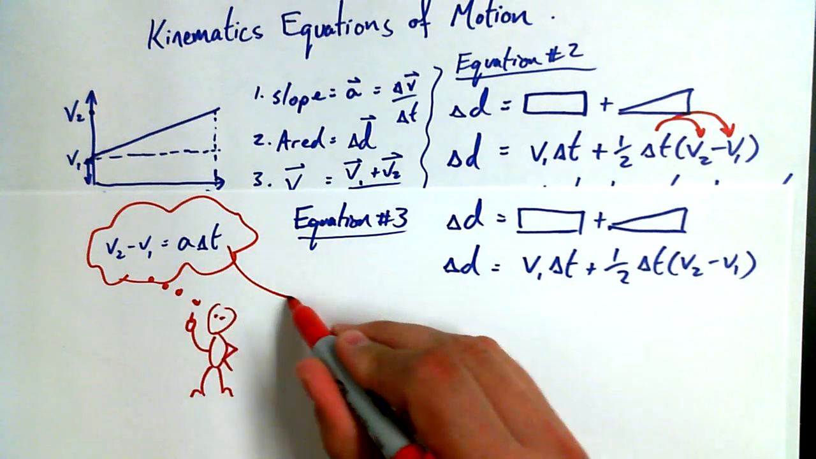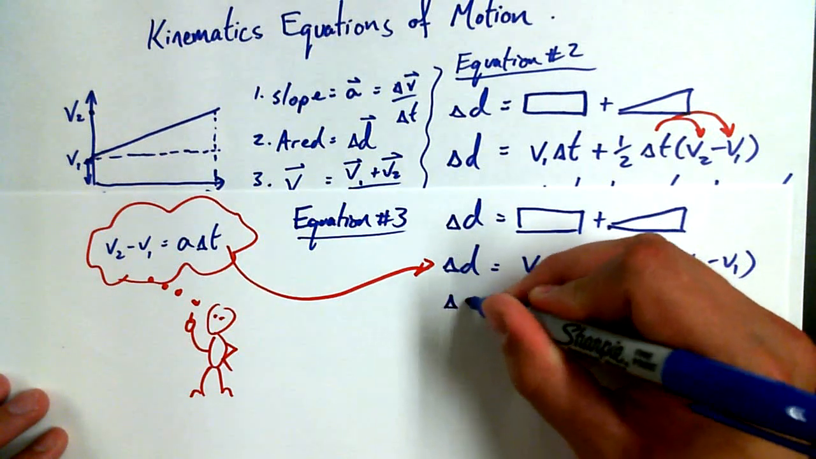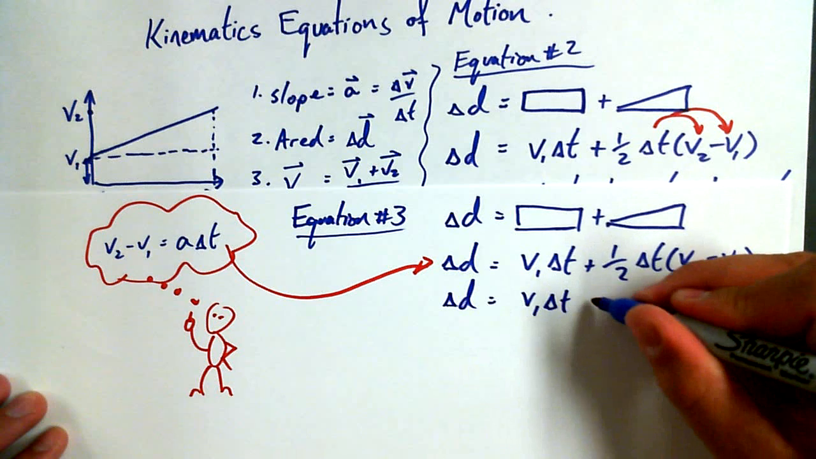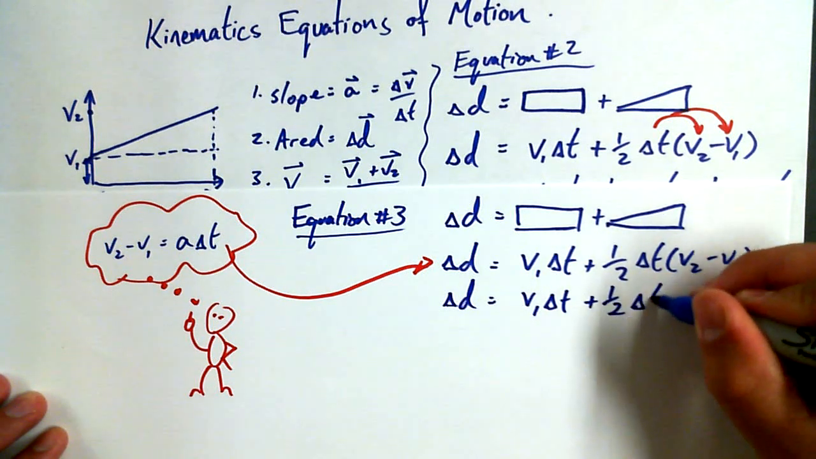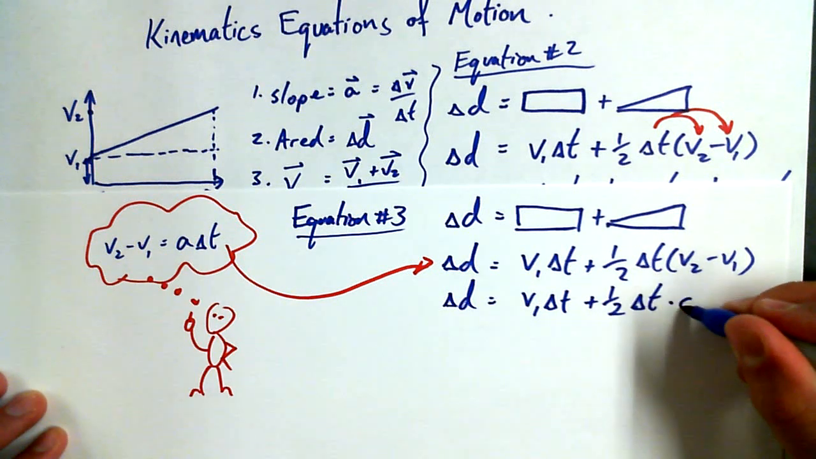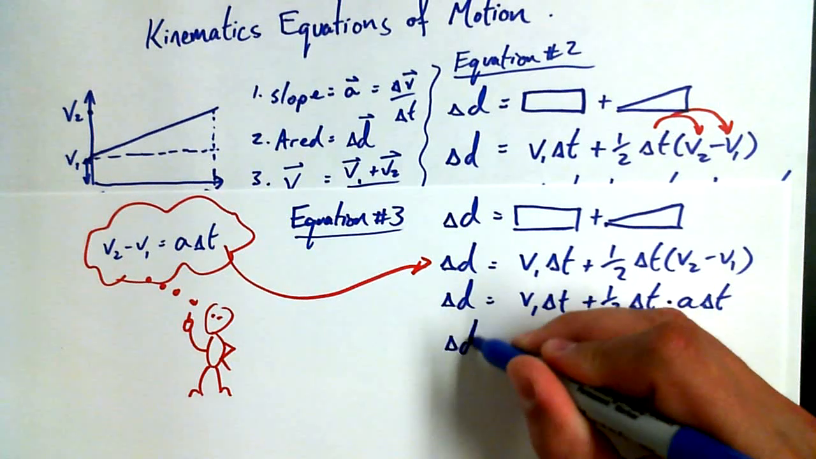And so I'm going to sub that value into the expression that we've got so far. We could say we're subbing in equation 1 into this expression, but I'm not going to be that detailed about it. Delta D is equal to V1 delta T plus 1/2 delta T times, now this is where the substitution comes in, instead of V2 minus V1, A times delta T. Nobody says 1/2 TAT. What do they say?